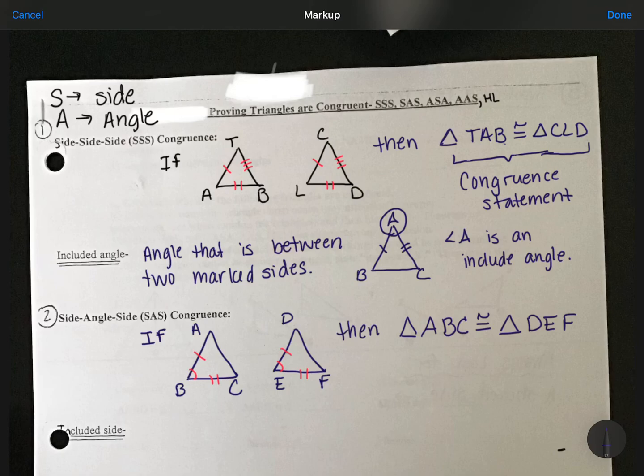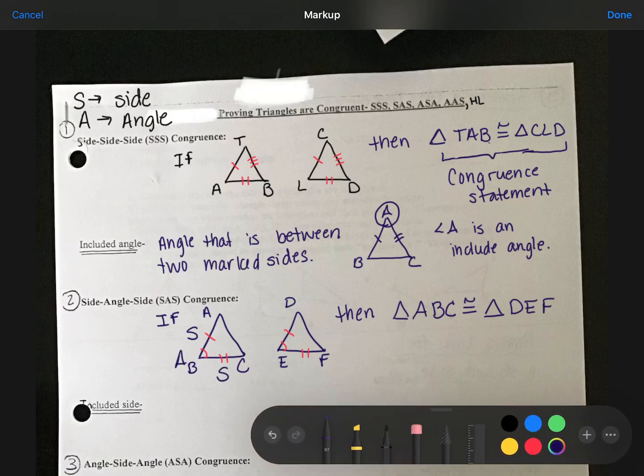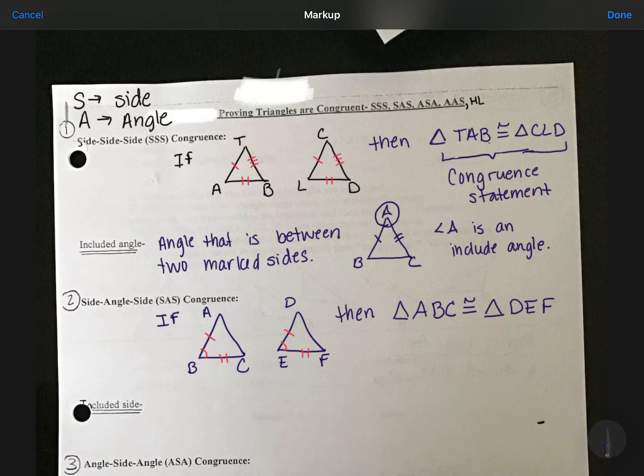So anytime you're looking at a worksheet and they say write the congruent statement for the triangle congruents, that's what they're talking about. All right, so side, angle, side. It's got to be side, angle, side. The angle has got to be between the two marked sides in order to be side, angle, side. And even if you look at SAS, the angle falls between the two sides.